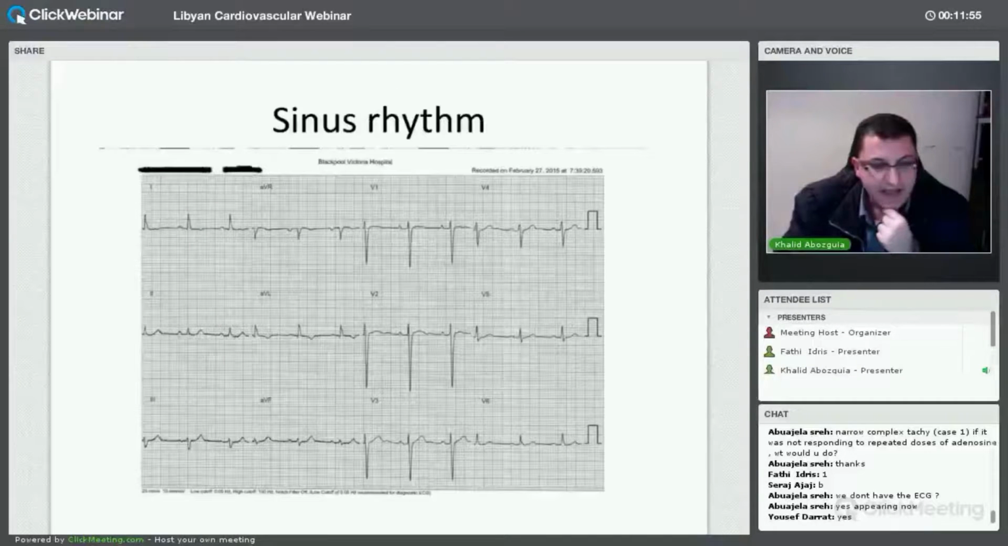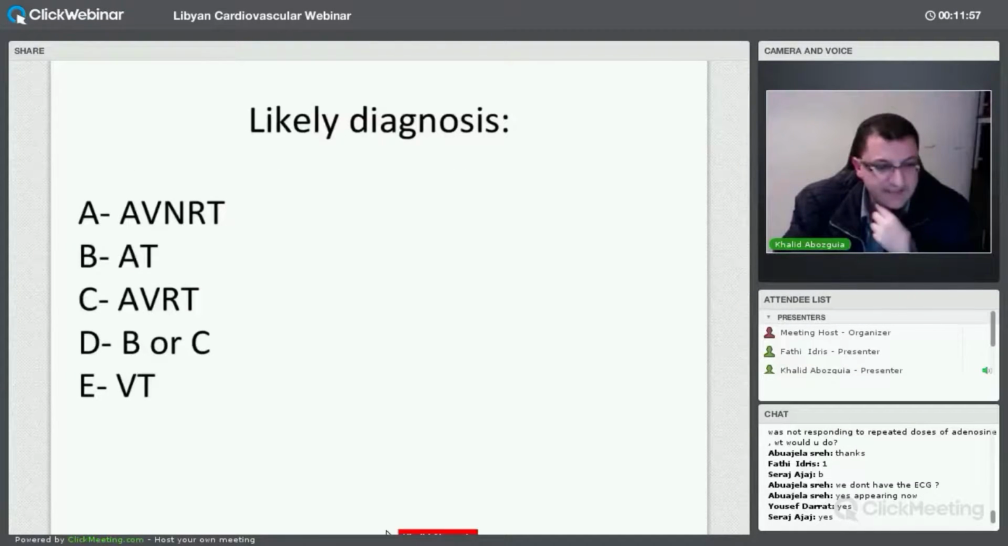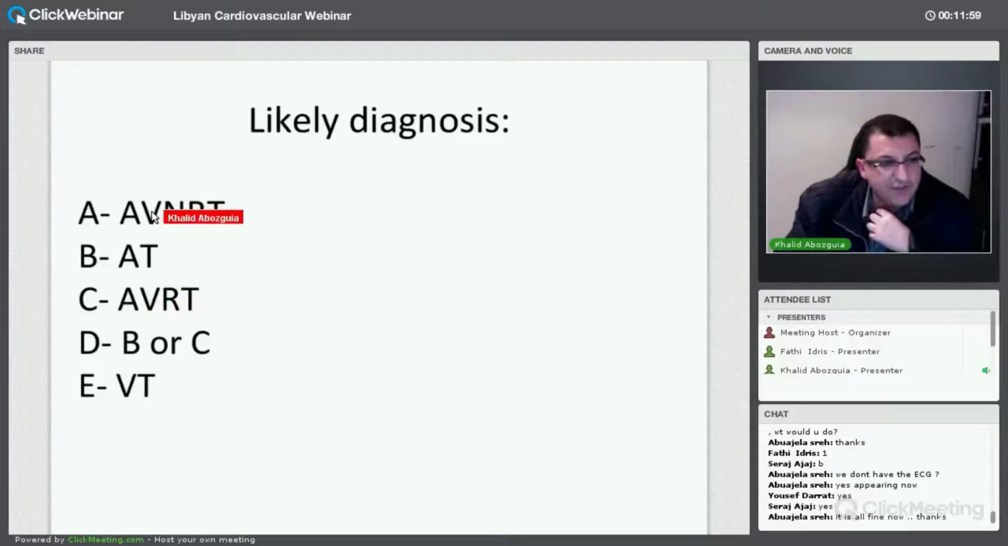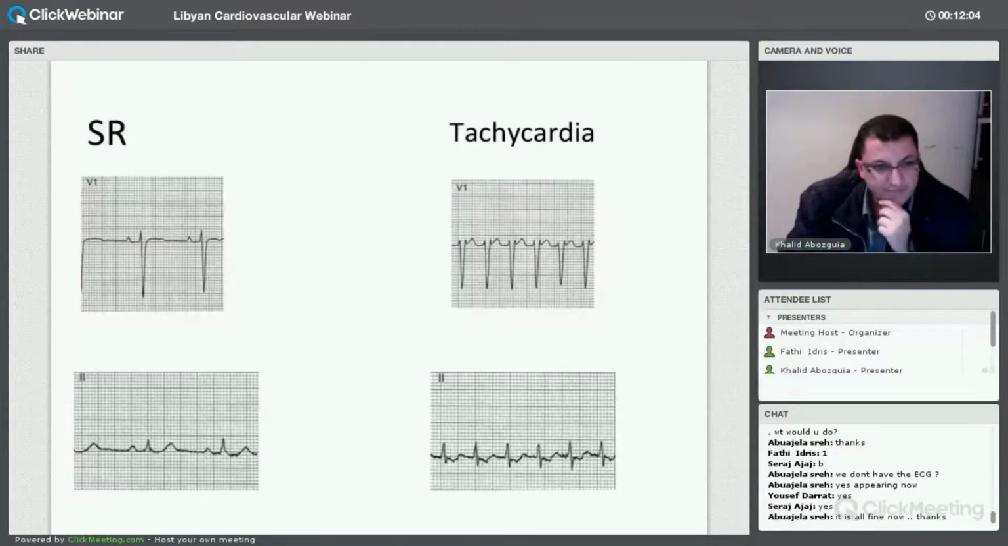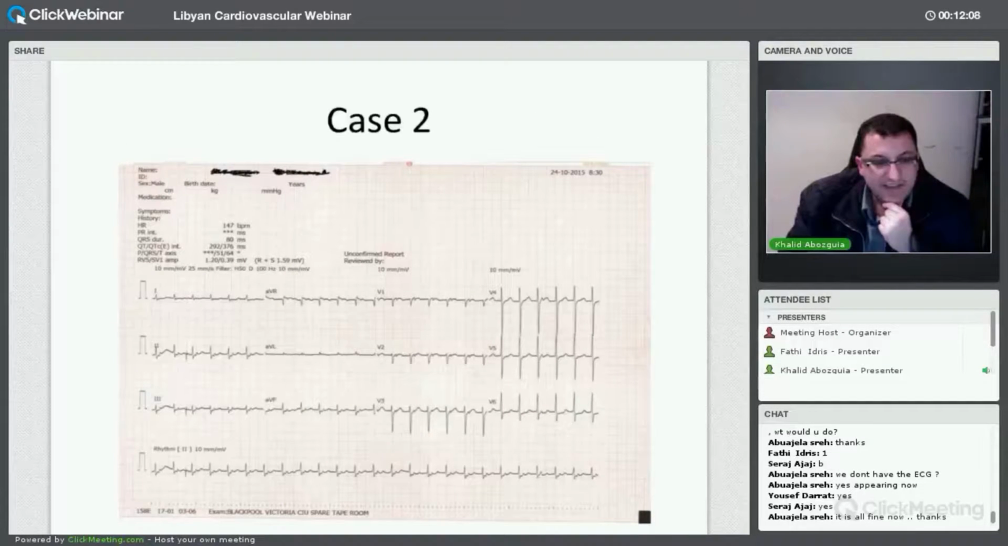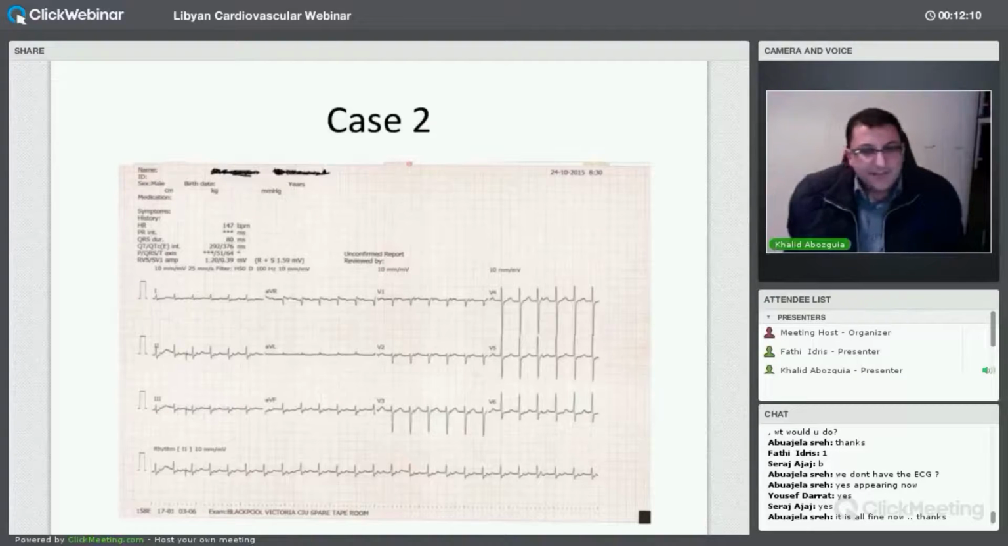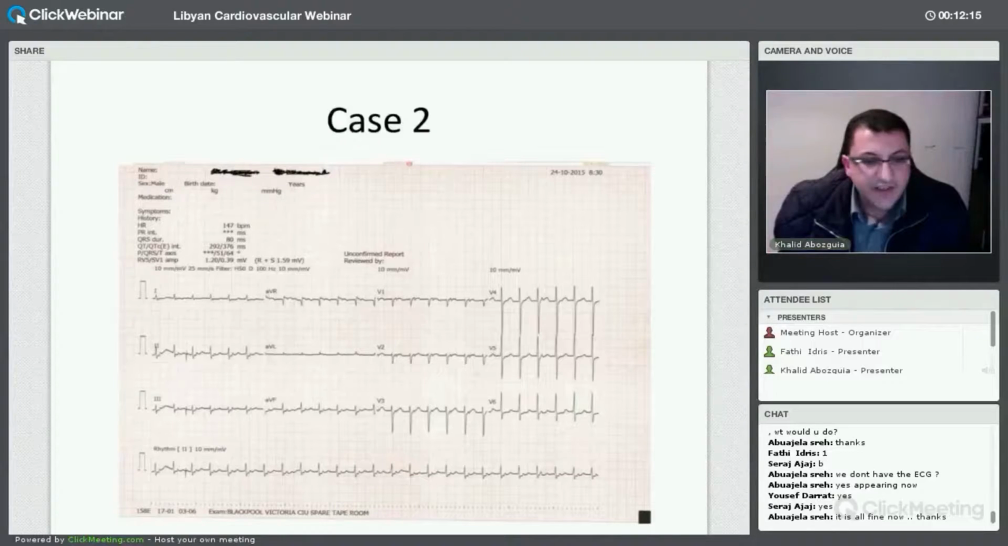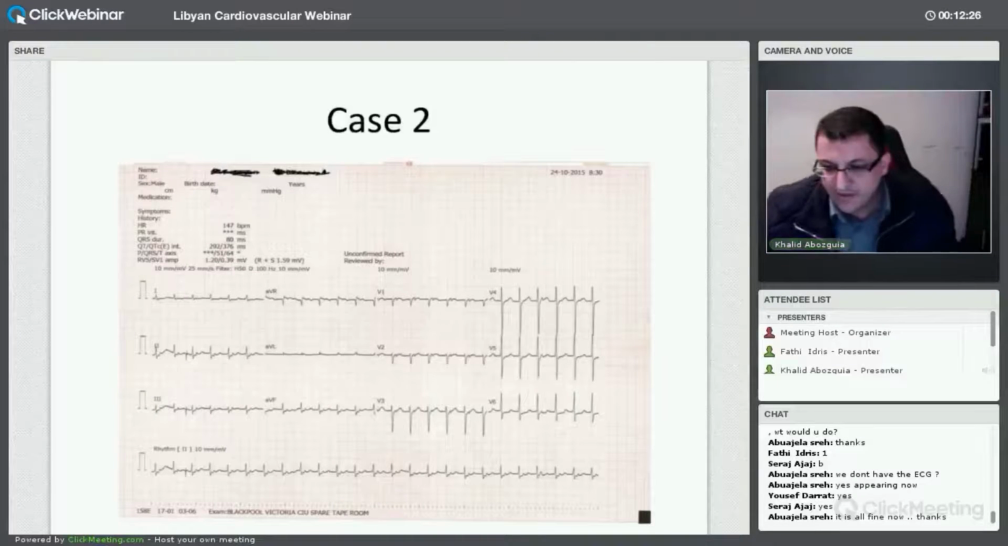Okay, fine. So we'll go quickly through the next case. The right answer here is obviously AVNRT, option A. So we go to our second case. This is a similar presentation. This is in fact just a couple of months ago. This patient presented to my EP lab in tachycardia, and this is his resting ECG. I'll give you about 30 seconds to look at this ECG.